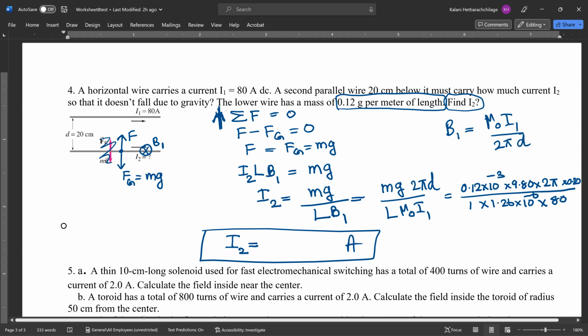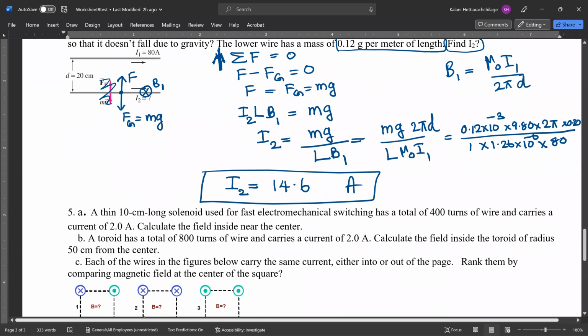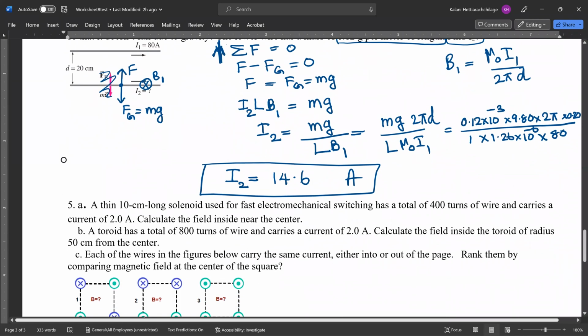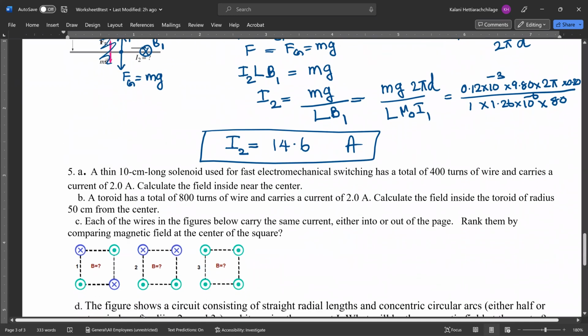I have 14.6 amps. So if I can send the current this much, I can keep the wire without falling down. That's the idea. If you have more current, the wire is lifting up. If you have less current, the wire is falling down.